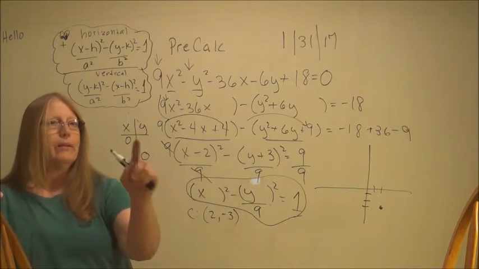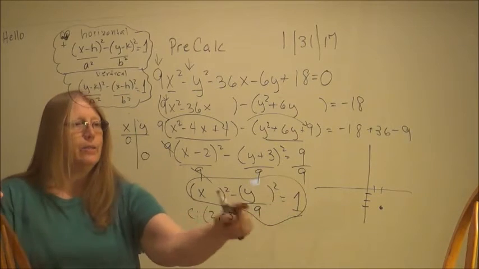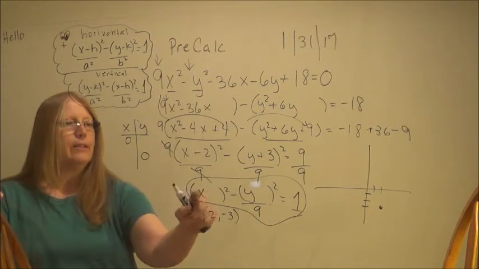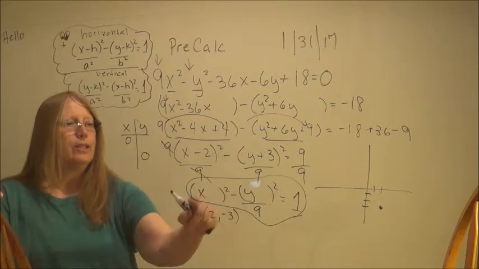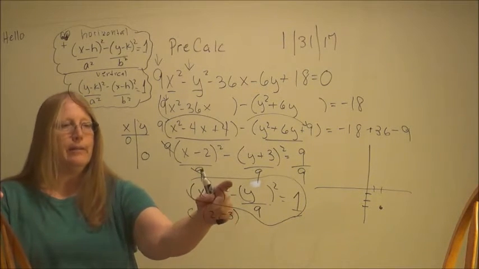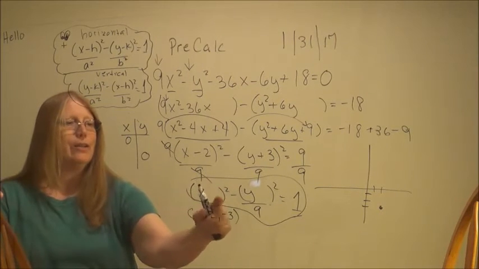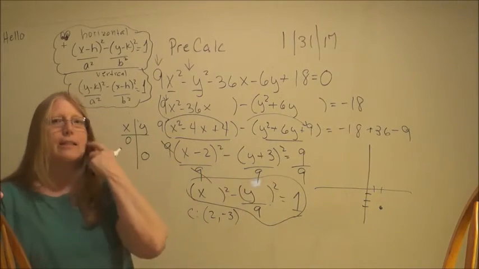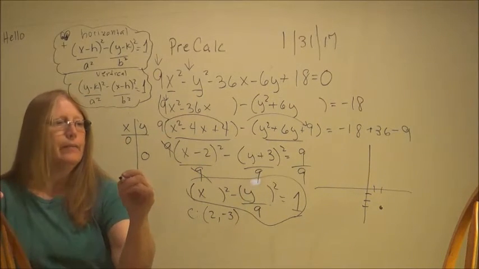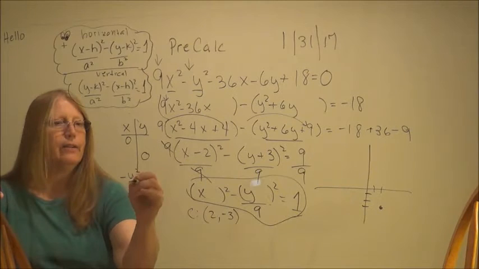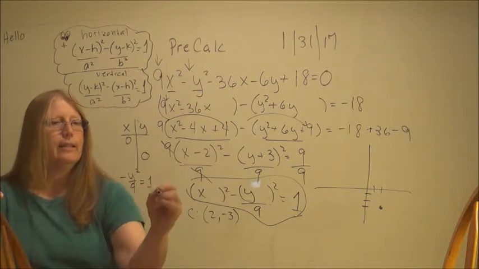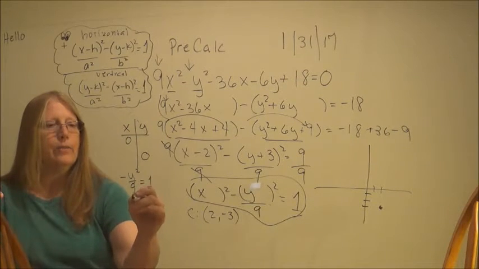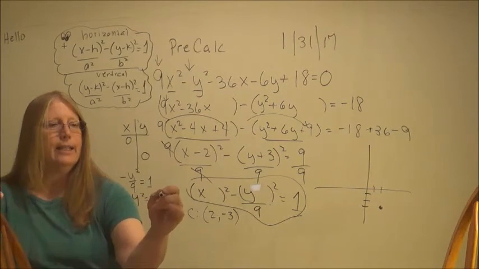What I'm going to do is put a 0 into this equation and solve it for y. So when I put a 0 here, this part of the equation is gone. It zeroes out. It leaves minus y squared over 9 equals 1. So I'll work on that right here. Minus y squared over 9 equals 1. So I'm going to multiply both sides by minus 9. Then I get y squared equals minus 9.